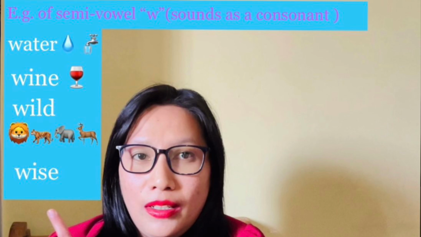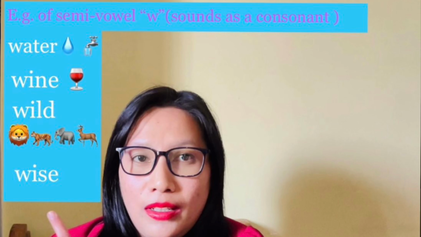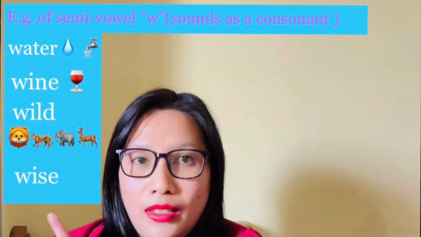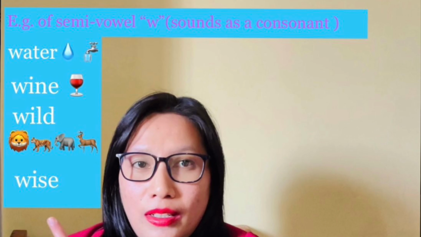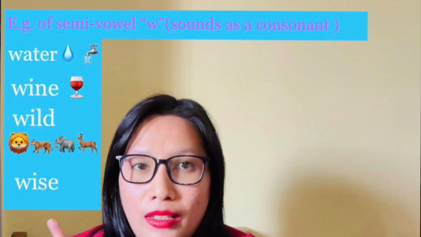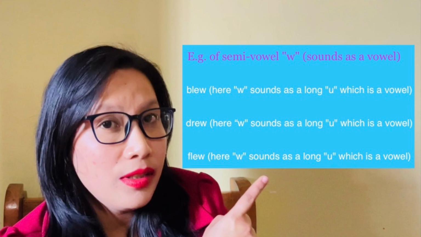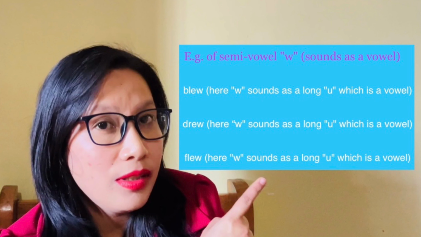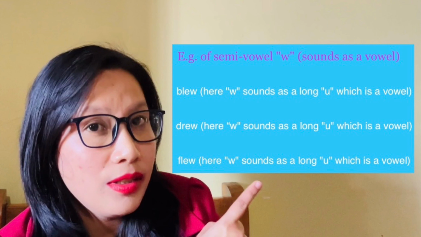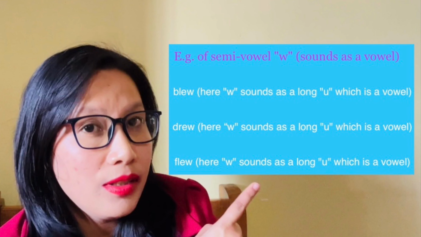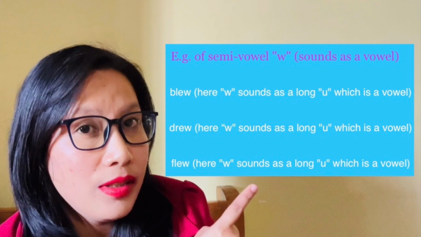Here in these words, water, wine, while, and wise, the letter W sounds as a consonant. However, in these words, such as blew, drew, flew, the letter W sounds as a long U. It sounds as a vowel, right?